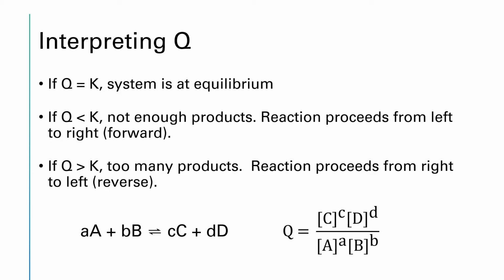But let's say you've calculated Q and it's bigger than K. Well, looking at that Q expression, that means the numerator is too big. We have too many products. So the reaction will proceed to the left. So products get converted into reactants. Q gets smaller as this happens until Q equals K and the reaction is at equilibrium.